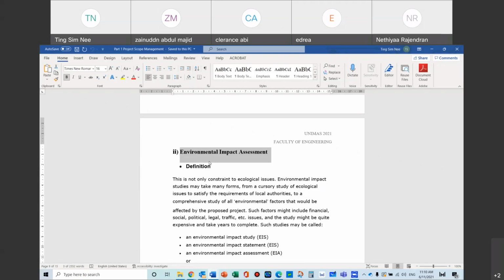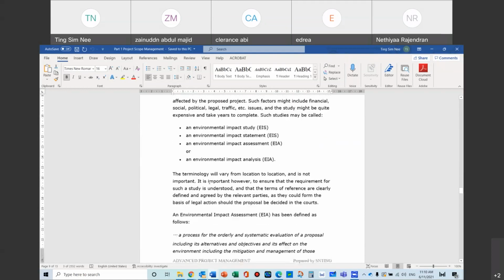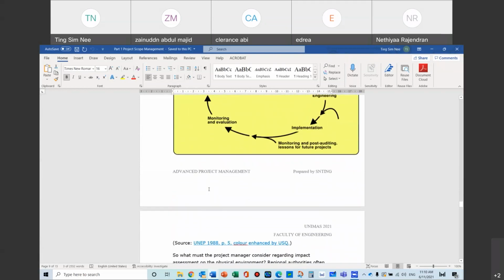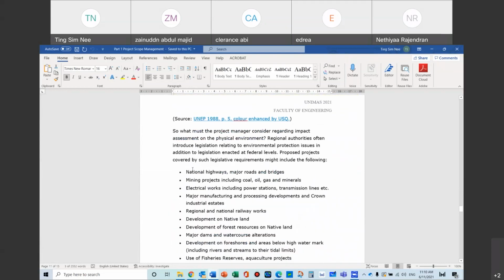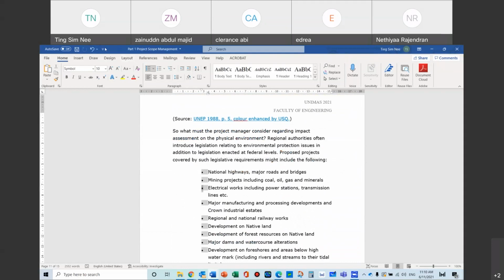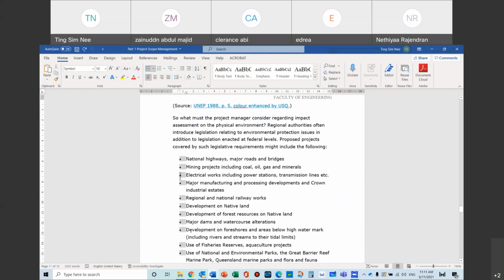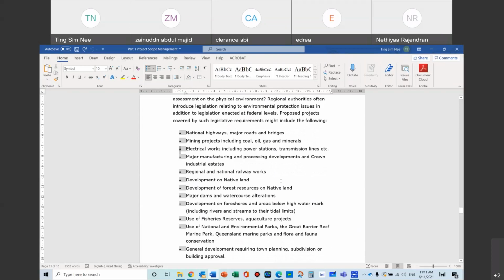So these are the typical studies that EIA will always involve. But when you think about EIA here in scope management, I do not want you to just do a comprehensive study on the environmental issue. Okay, so the best way of studying this is actually to do what we call systems thinking. So let's say this is a highway project, this is a mining project, this is electrical work, this is a major manufacturing, this is manufacturing processing, and then development, dams, fish, all these different types of projects.